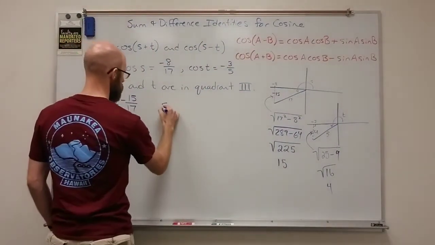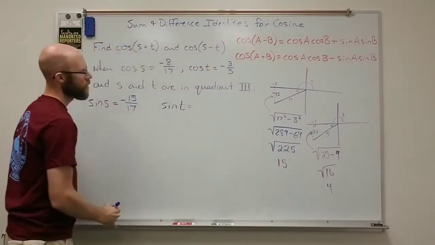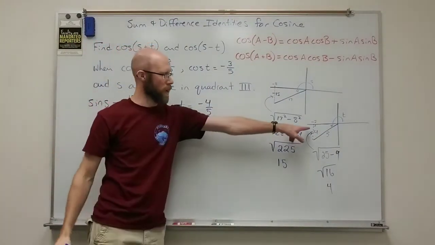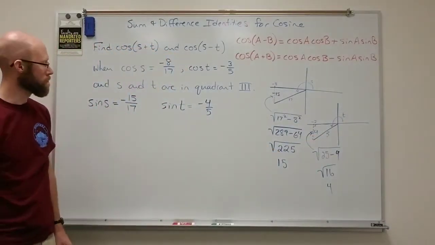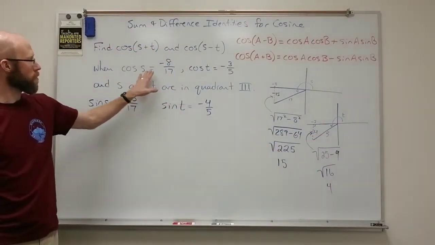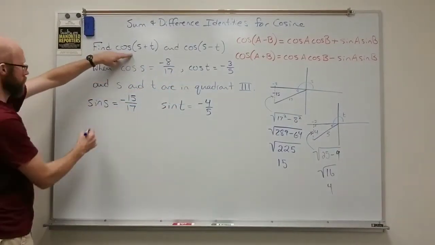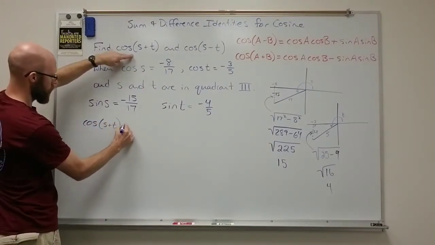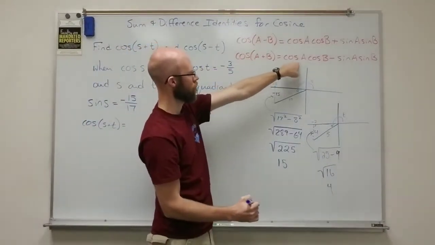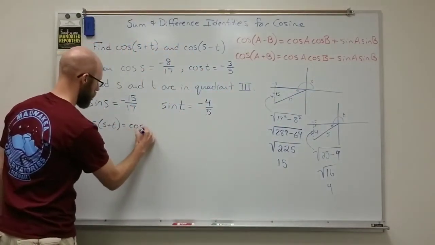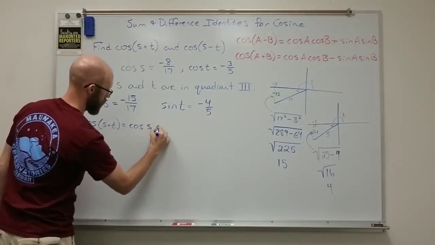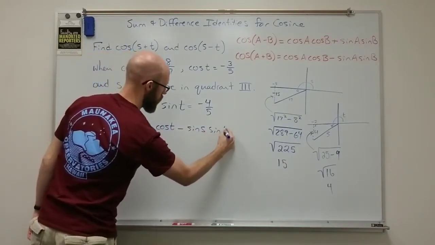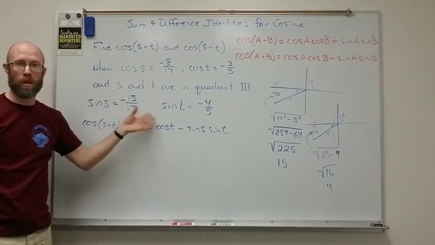So the sine of t is going to be -4/5, right? It's opposite over hypotenuse, y over r. Okay, so now I've got all my cosines and sines that I need. So if I look up here, I got the cosine of s plus t, using my formula as cosine s cosine t minus sine s sine t, and then I just plug in all the values, right?